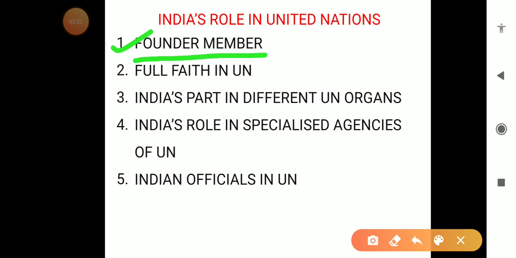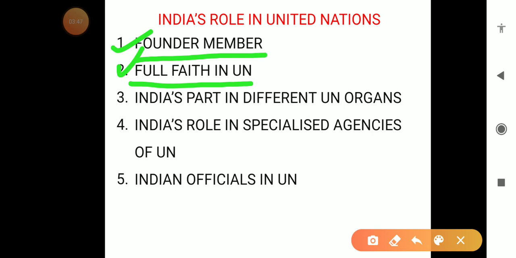Then we have full faith. India has full faith in the United Nations. Full faith in the United Nations means India believes that the UN represents the whole world, and that the UN can bring international peace and international justice also.